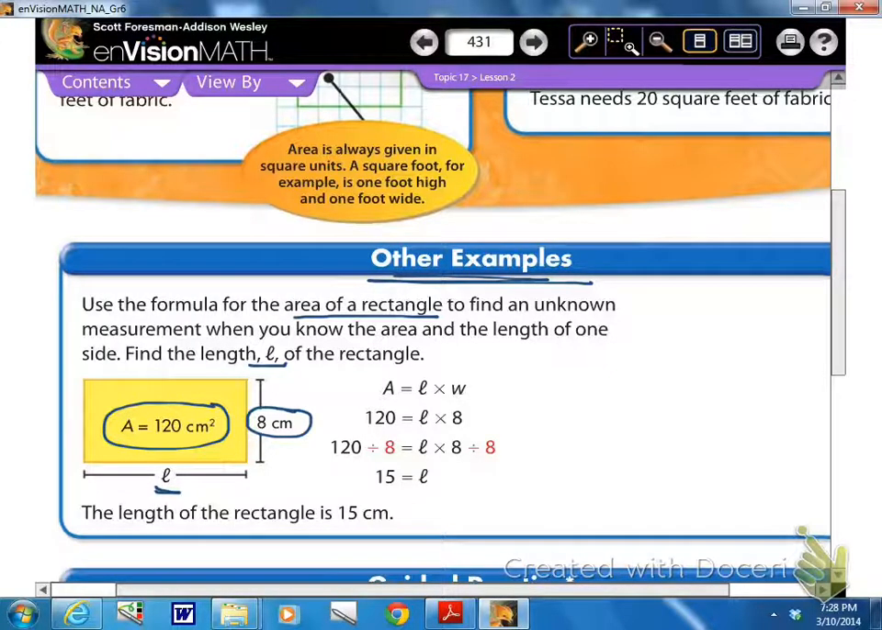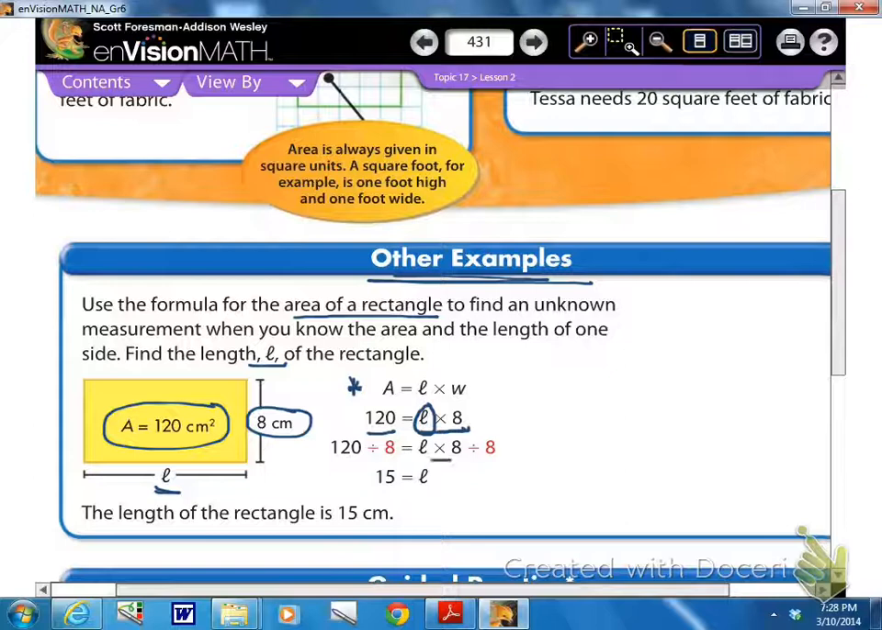Well, you can do this because you've been solving equations and you know that area is length times width, so you write your formula down, plug in your numbers. You know that area is 20 and you know that equals length times width, which is 8. Now, same thing we've always done. We're trying to find L. So what are we going to do to get rid of this 8 over here to get L?